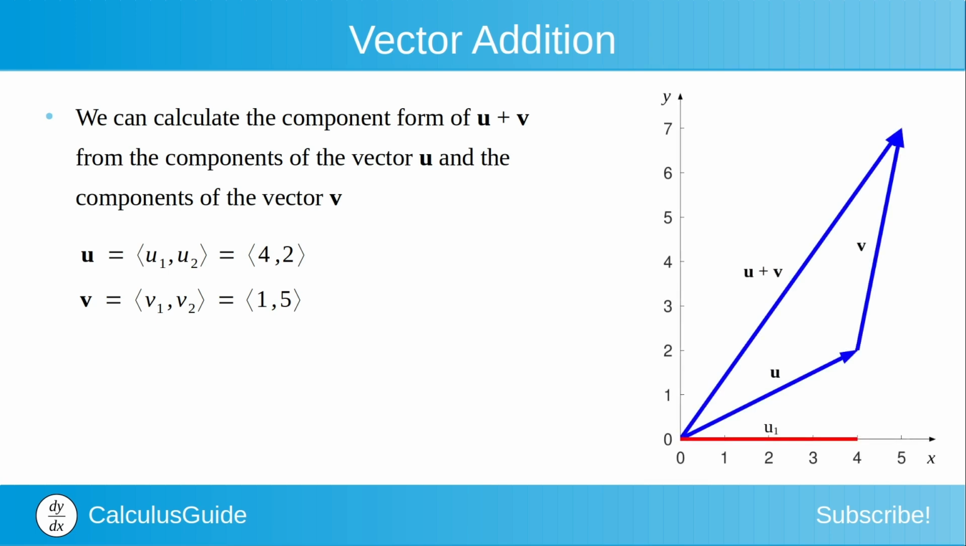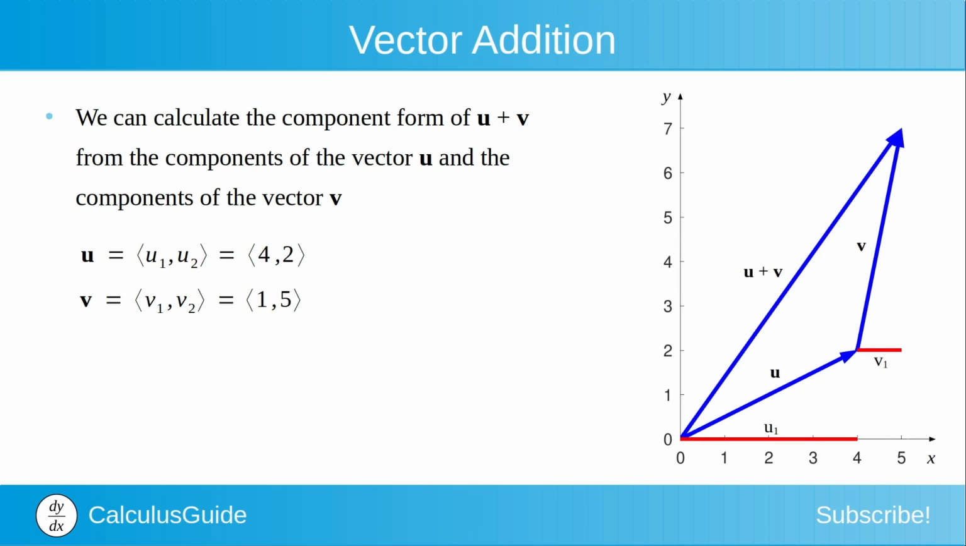u1 is the horizontal component of the vector u, which is equal to 4, and u2 is the vertical component of the vector u, which is equal to 2. v1 is the horizontal component of the vector v, which is equal to 1, and v2 is the vertical component of the vector v, which is equal to 5.